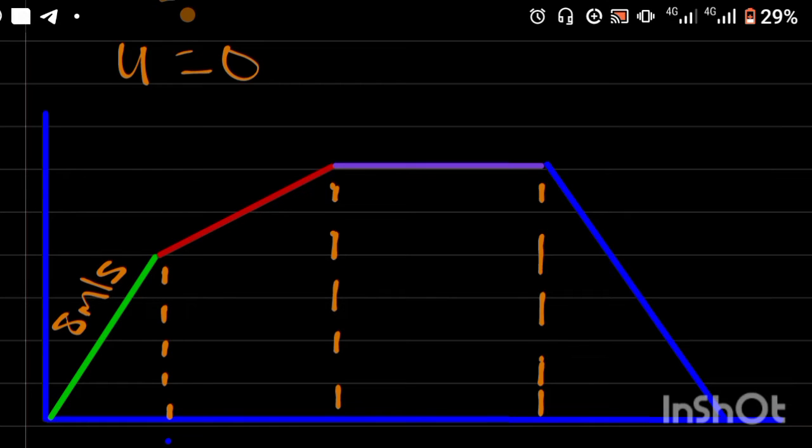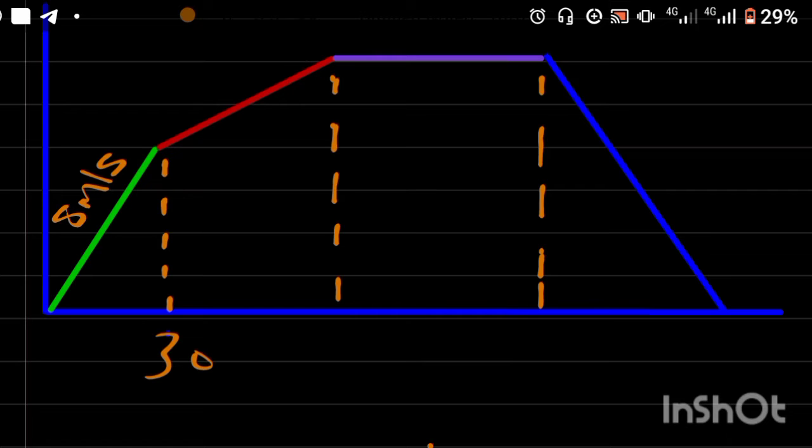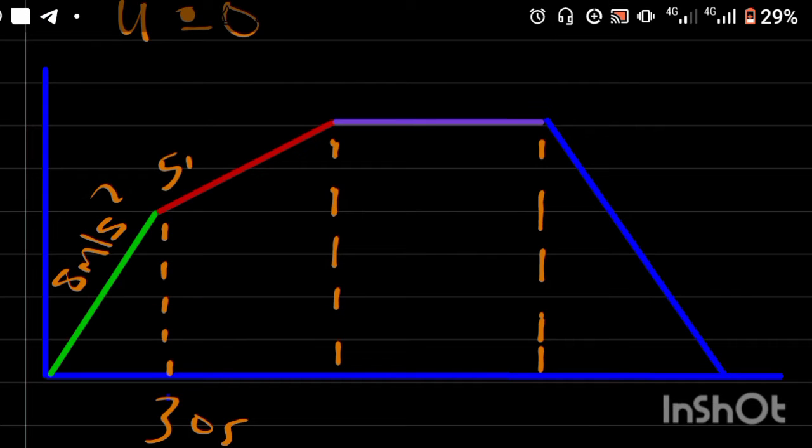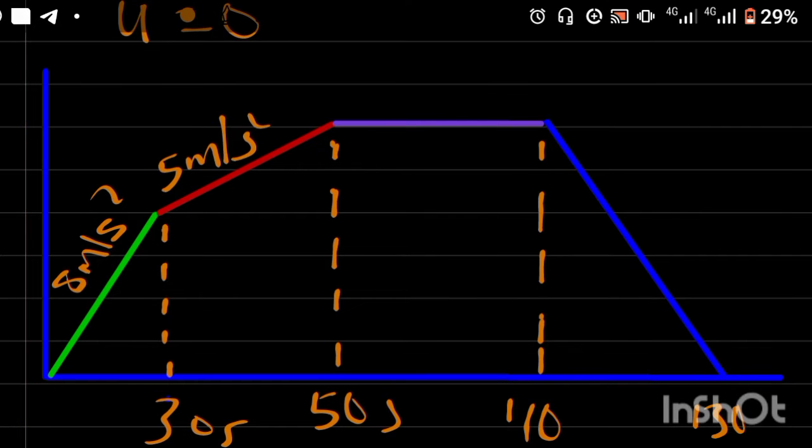Let's include the time intervals. A car starts from rest and accelerates at 8 meters per second square for 30 seconds and reduces the acceleration to 5 meters per second square for the next 20 seconds. That is 30 plus 20. It now maintained the final velocity gotten in the next 60 seconds. 60 plus 50, we are going to have 110. And it was brought to rest in the next 20 seconds. 110 plus 20, we have 130 seconds.